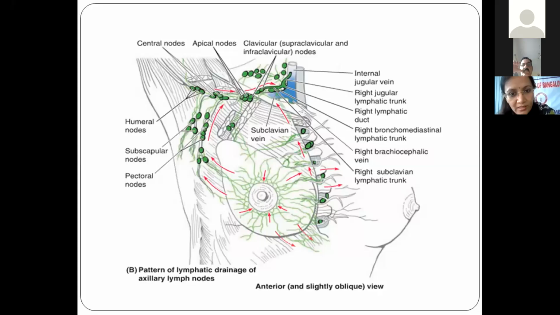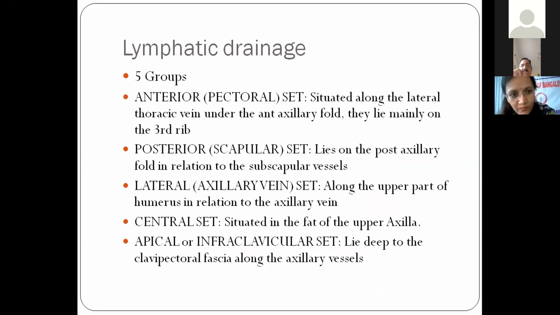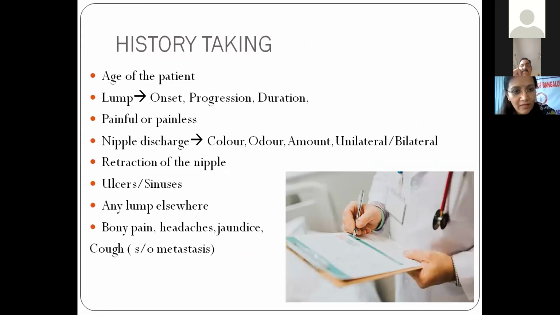Then another important is lymphatic structure. So we divide lymph nodes surgically or anatomically. When it is surgical classification, we say level 1, 2, and 3. But when it comes to anatomical classification, we say that there are 5 groups of axillary lymph nodes: anterior or pectoral group, posterior or subscapular group, lateral or humeral nodes, then central and apical group of lymph nodes. Then also supraclavicular and infraclavicular lymph nodes, which we need to know clinically about. So these are the 5 groups which I have explained.